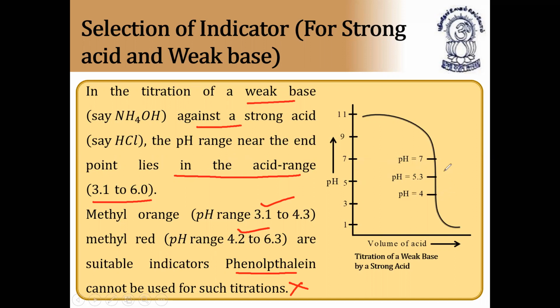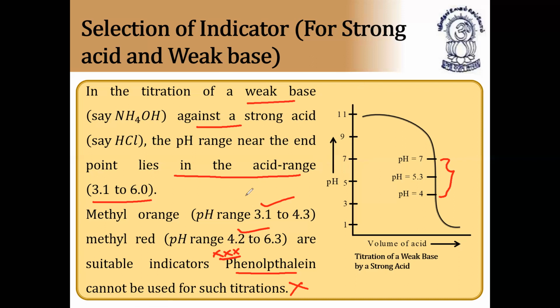3.1 to 6. So this is the end point range. Please note down with the phenolphthalein, this point is important. Phenolphthalein cannot be used for such titrations. For which titrations? Titration between weak base against a strong acid. These are the observations, indicator observations.